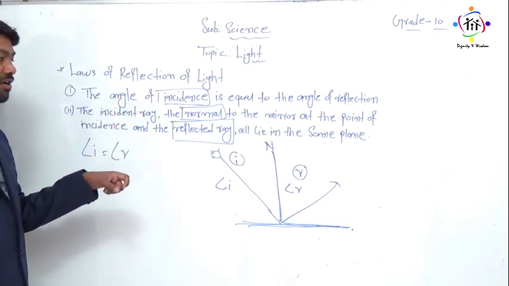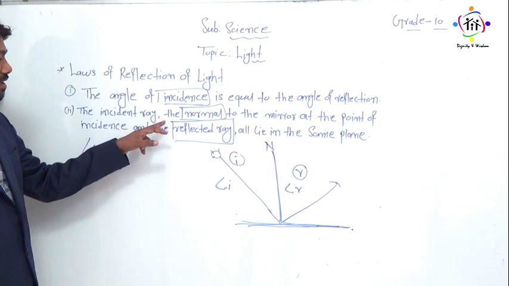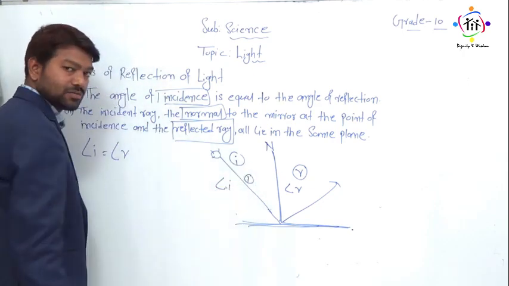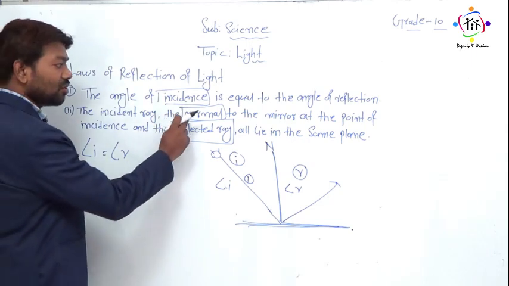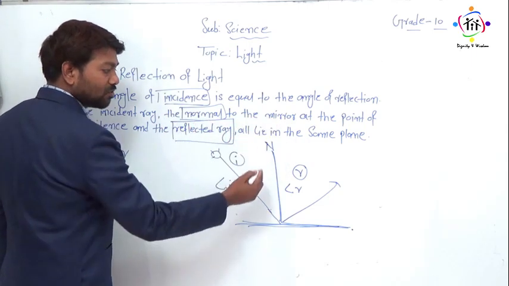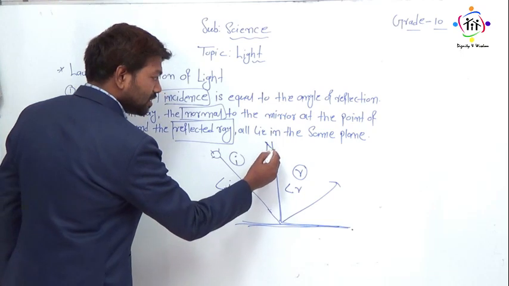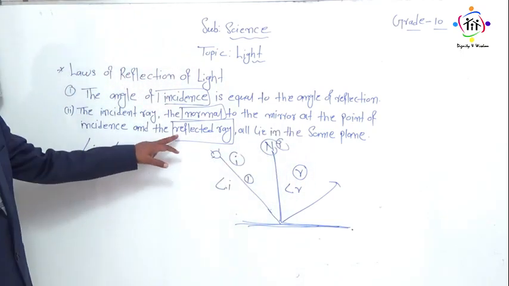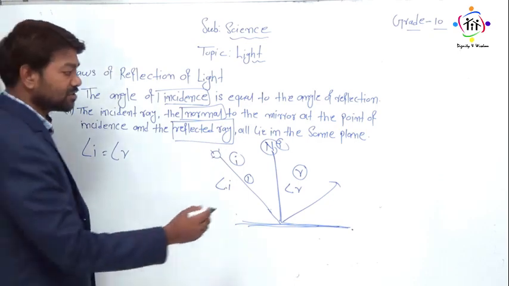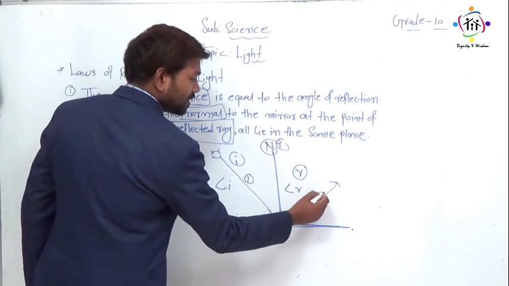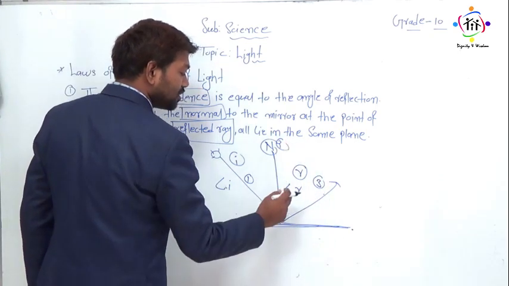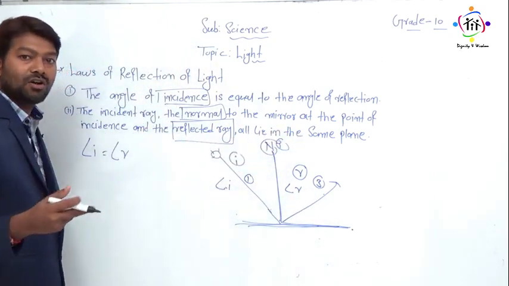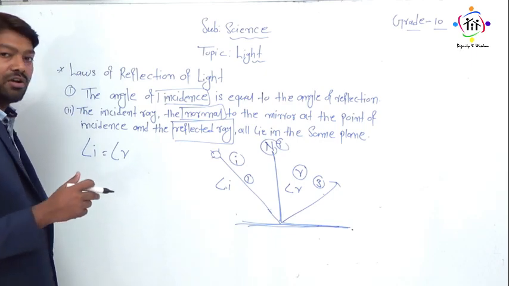And what is the second law here? The incident ray, the normal. Incident ray means this first part. The second thing is the normal to the mirror, this line. The third one is the reflected ray, this part. All three of these are lying in the same plane. This is called the second law.